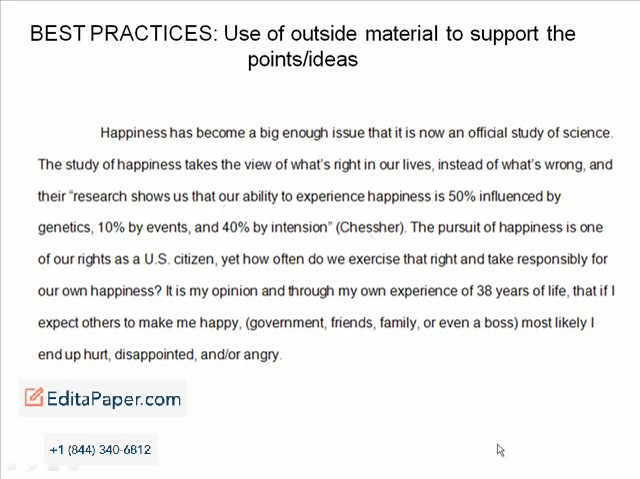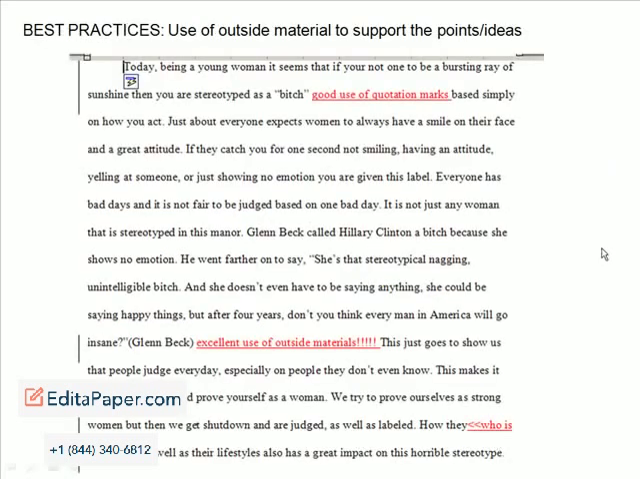And then they have a signal out here. Another example, here's a signal in. Glenn Beck called Hillary Clinton a bitch because she shows no emotion. He went farther on to say, and then there's a direct quote. So they're introducing the material here, giving a direct quote. And then they're interpreting it. This just goes to show us that people judge every day, especially on people they don't know. Okay, so when you're using a direct quote to add weight to your argument, you always need to introduce it, have the direct quote, and then explain it and interpret it.